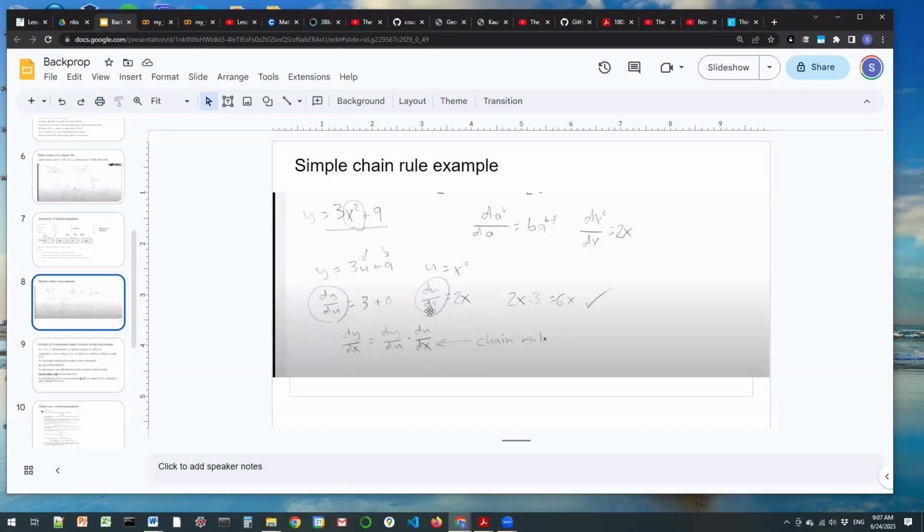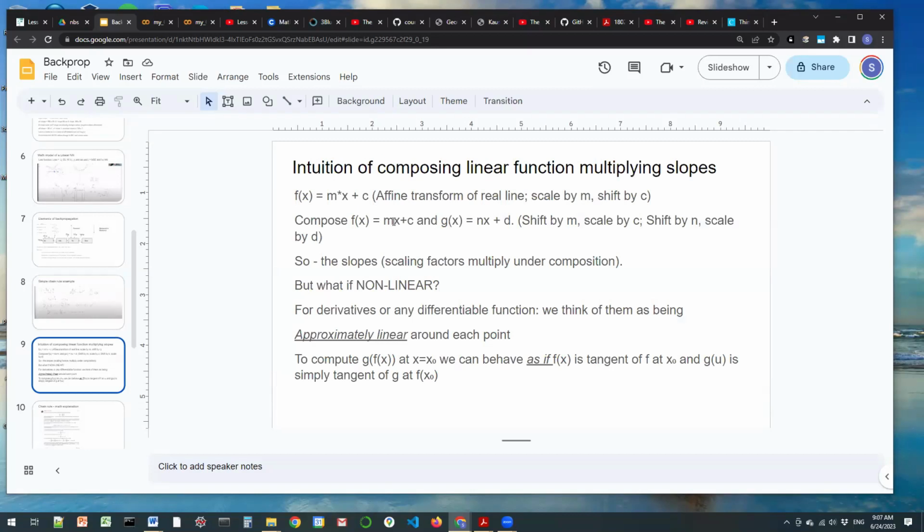Now, there are more evolved explanations of this. I've just taken one explanation that one of the students provided in the chat for the discussion. You can go back and look at that in detail. But basically, this is the intuition of composing linear functions and why we multiply the slopes of linear functions. So think of two linear functions. F of x is mx plus c.